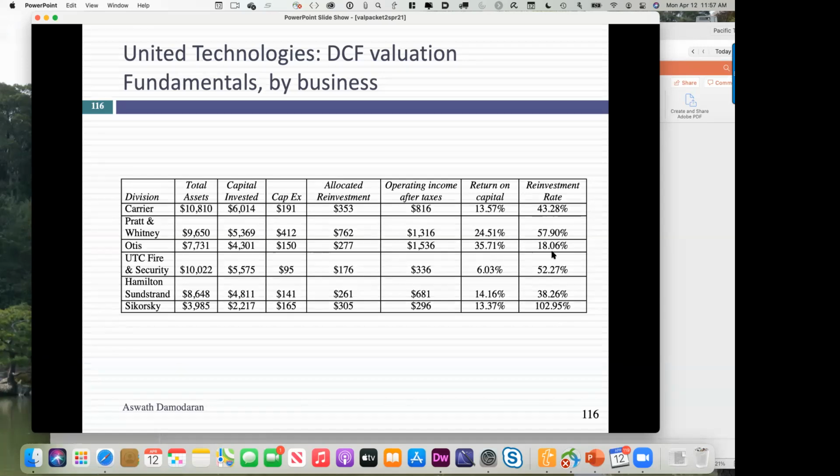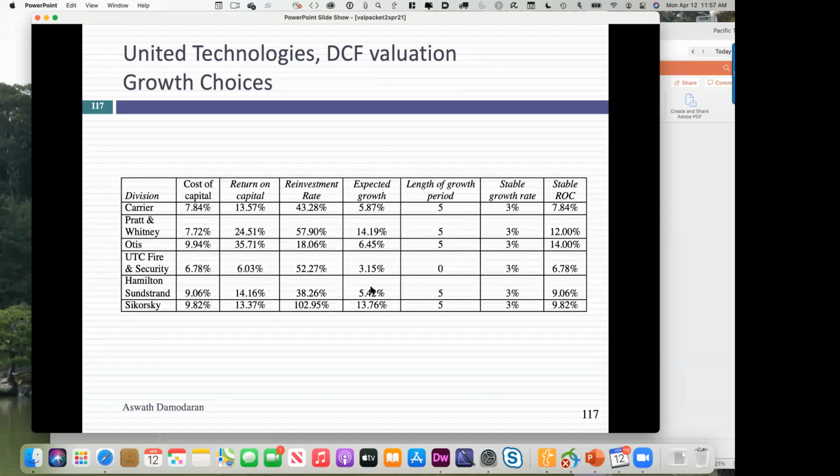Remember, return on capital times reinvestment rate is your expected growth rate. So that's what you see as my growth rate. I allowed for 5 of these businesses to have high growth. And one of them, security business, I viewed as a mature business. So basically what I'm doing is essentially treating each part of United Technologies as a standalone business, estimating its cash flows, estimating the cost of capital, and coming up with the value of each business.